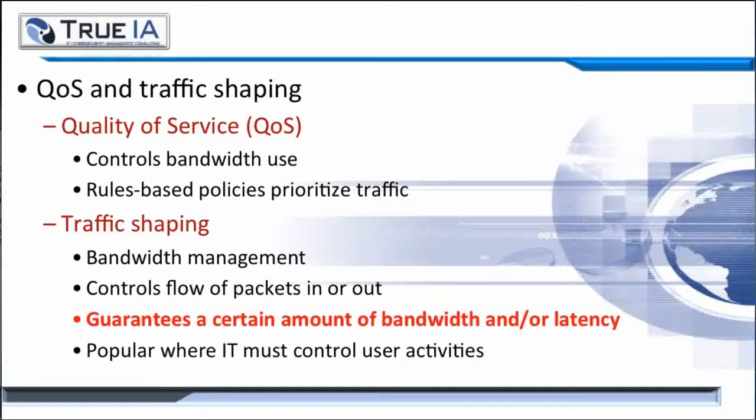This is a good way to QoS our traffic, or provide quality of service. It controls the bandwidth usage and can enforce rules-based policies to give higher priority to some traffic over others. This is called traffic shaping. Traffic shaping is a bandwidth management tool. You're controlling the flow of packets in and out. It guarantees a certain amount of bandwidth or latency to some at the expense of others.